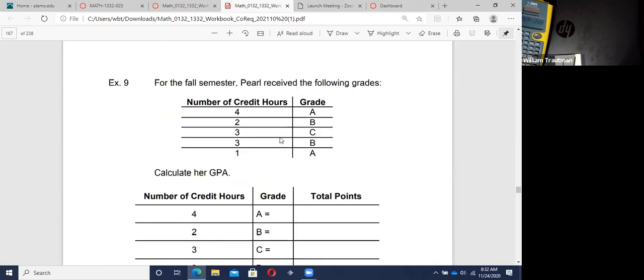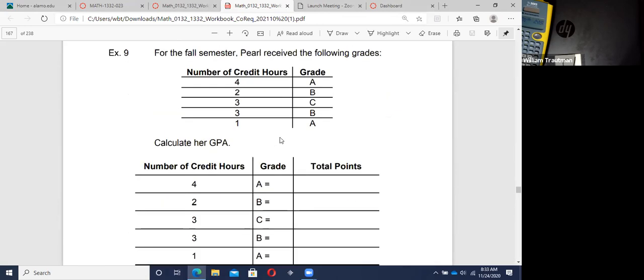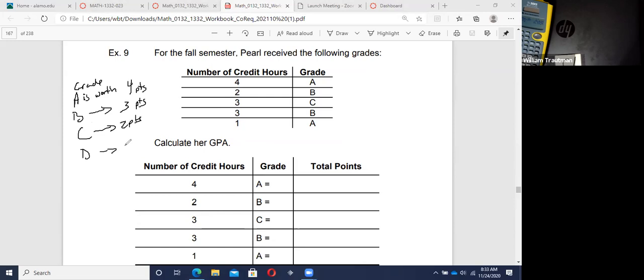All right, so calculating GPA. We need to know this. Grades: an A is worth 4 points, a B is worth 3 points, a C is worth 2 points when they calculate your GPA, a D is worth 1 point, and an F is worth 0 points.